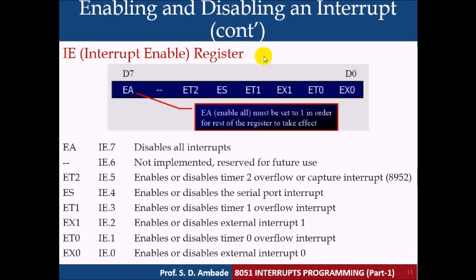If we set this bit and EA is 0, then the microcontroller will not respond to the serial interrupt. For responding to or enabling the interrupt of the serial port or any other interrupt, the corresponding bit should be high and the EA bit should also be placed high.